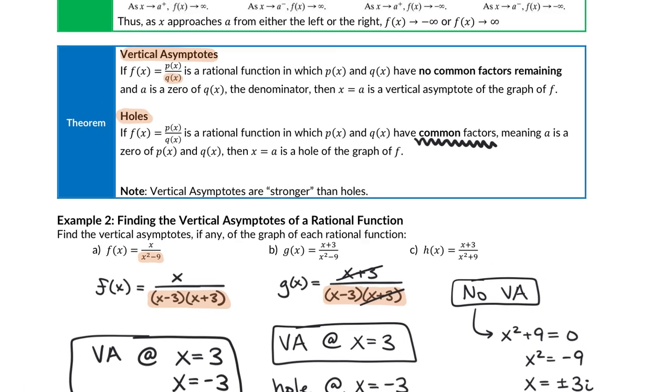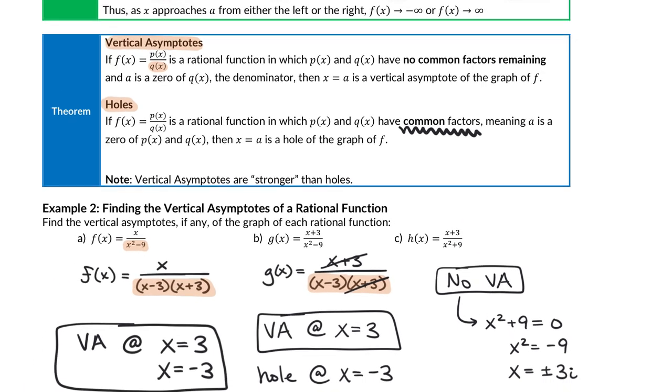Okay. It is going to be important that you recognize the difference between vertical asymptotes and holes. The holes are the ones that cancel. So we do want to be able to factor these polynomials on top and polynomials on bottom before we really get started with our rational functions.